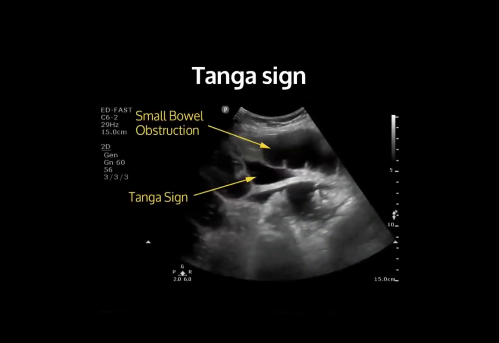The tanga sign is seen when there is free fluid around the small bowel obstruction. The free fluid often takes a triangular shape. The tanga sign was not named after a great clinician or a prolific researcher. It was named after a type of bikini.